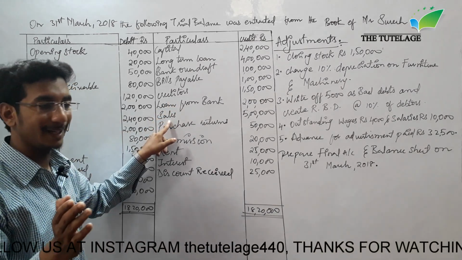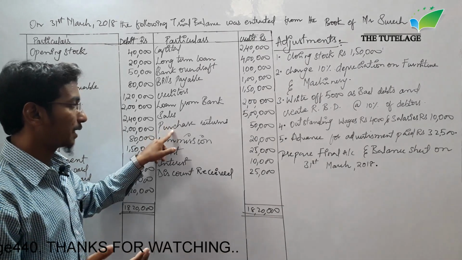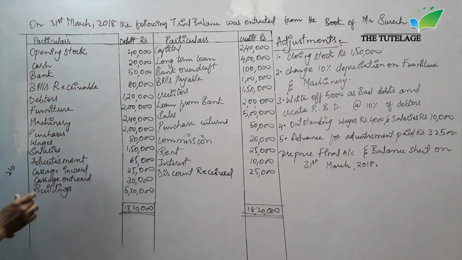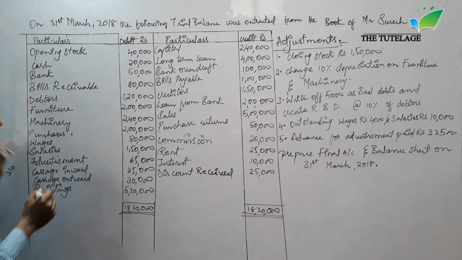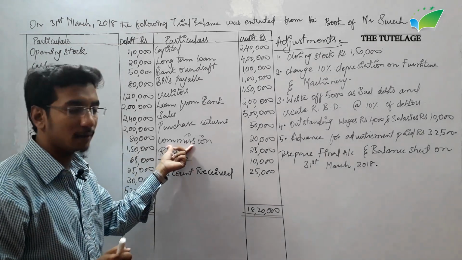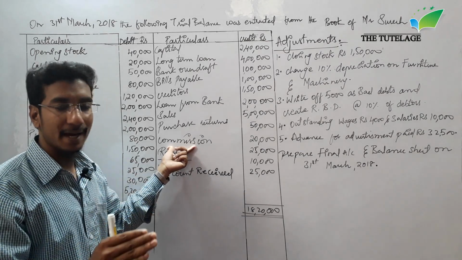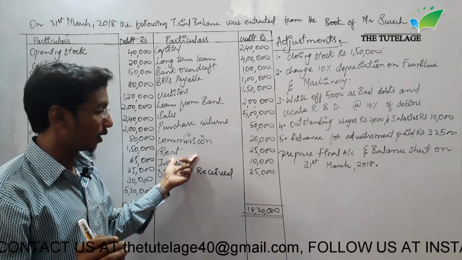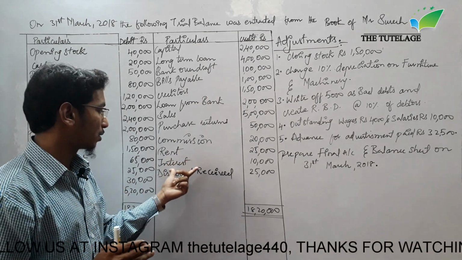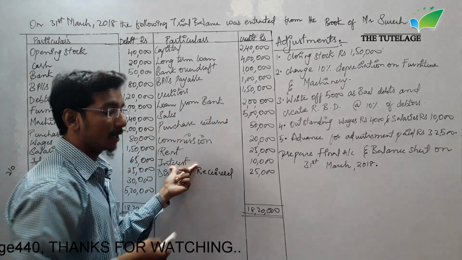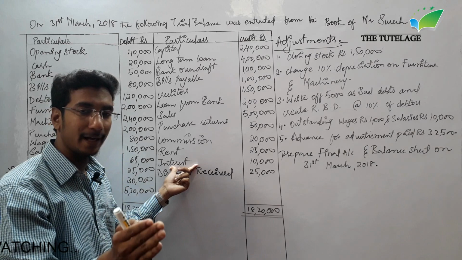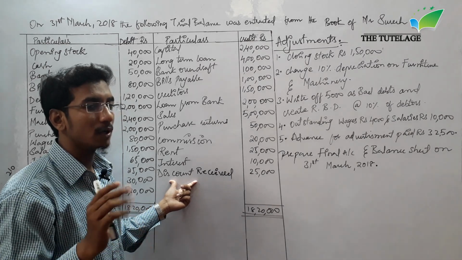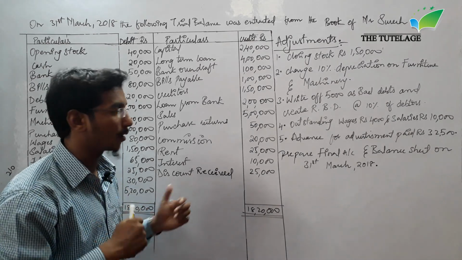Sales we record on the trading account credit side. Purchase return we should deduct from the purchases. Commission received is an income, we should record on the credit side of the profit and loss account. Rent on the credit side means it is an income for us, we should record on the credit side of the profit and loss account. Interest on the credit side is income for the business, we should record on the credit side of the profit and loss account. Discount received is also an income, we should record on the credit side of the profit and loss account.